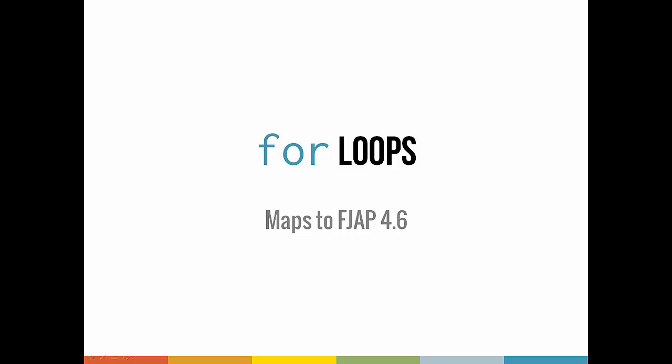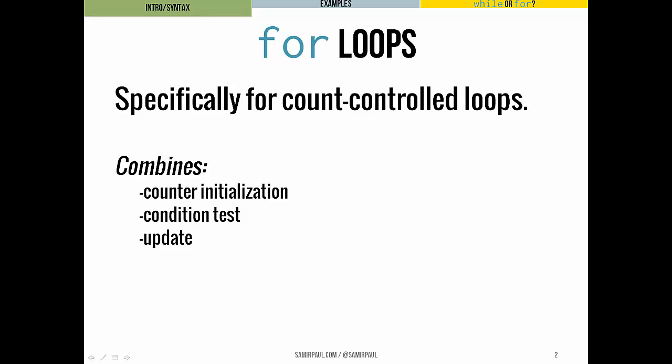Last time we talked about while loops. Today we'll talk about for loops, which are another structure we can use for looping, and these are specifically good for count-controlled loops. The reason for that is they combine a bunch of the different little pieces that we need in order to make a count-controlled loop.